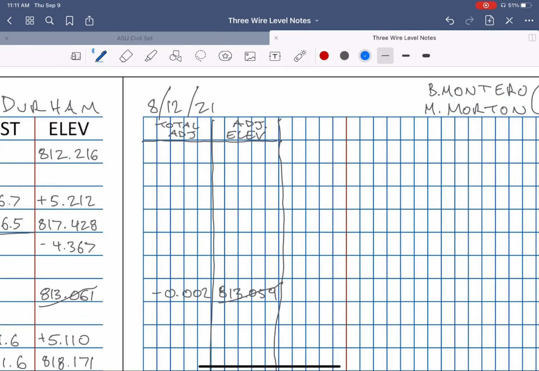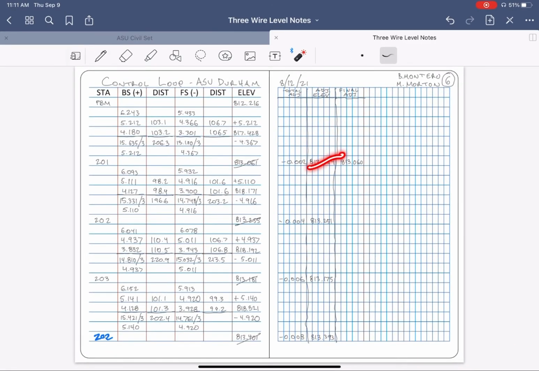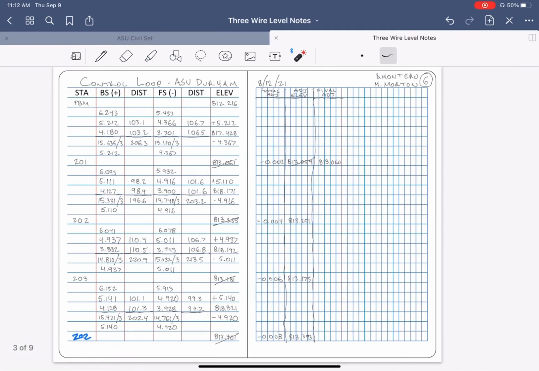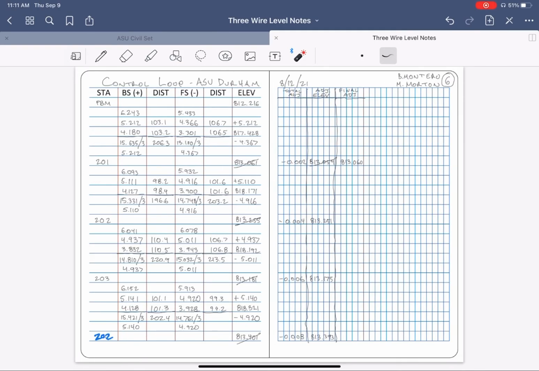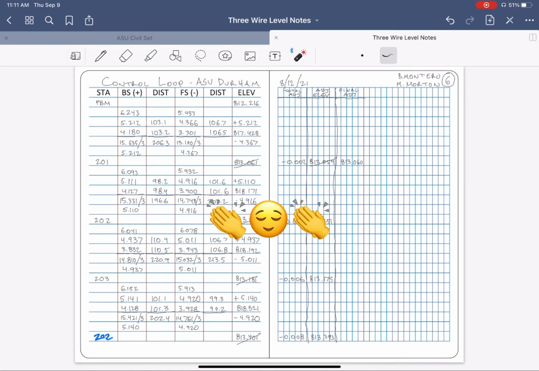I'd create a third column called final adjusted. I'd use strike throughs on all of my elevations that hadn't yet been averaged and leave only the final adjusted elevation clearly marked in its column across from the point name. That's it. These are the most common types of scenarios when adjusting a level loop. So now you're well prepared and ready to get to work.